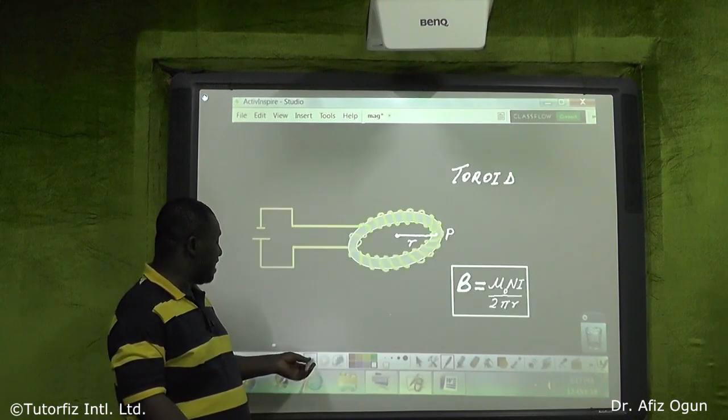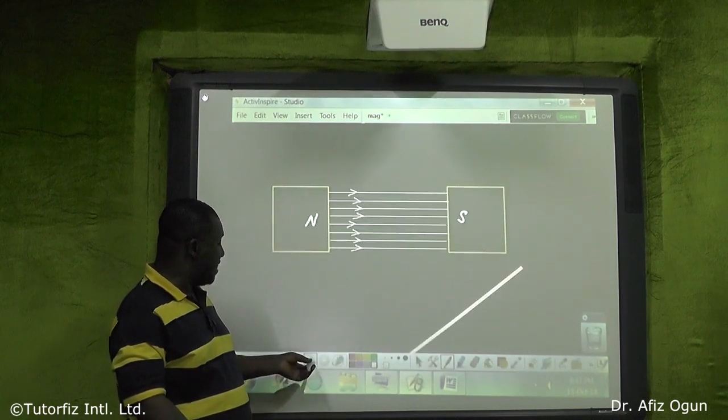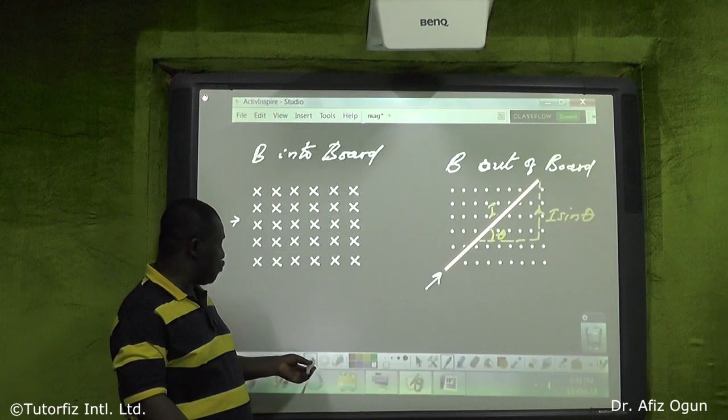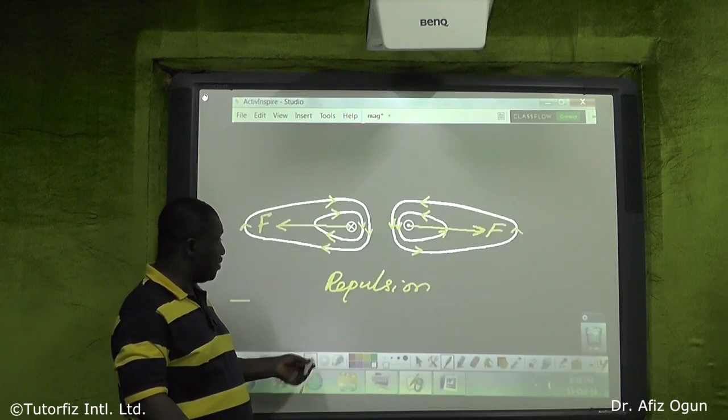In my next class, I'll be talking about some experiments on the motor effect, and I'll talk about a few instruments that use the motor effect.